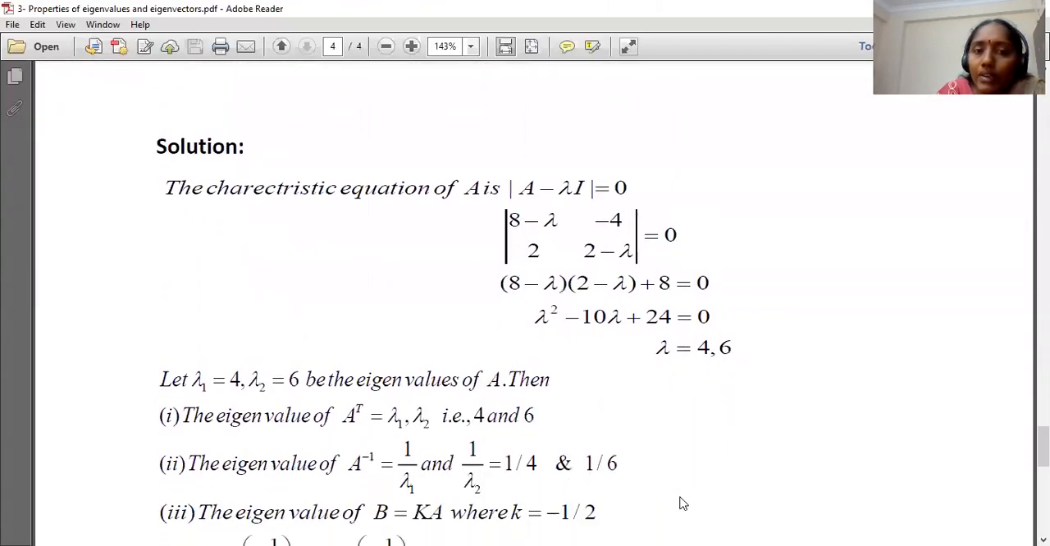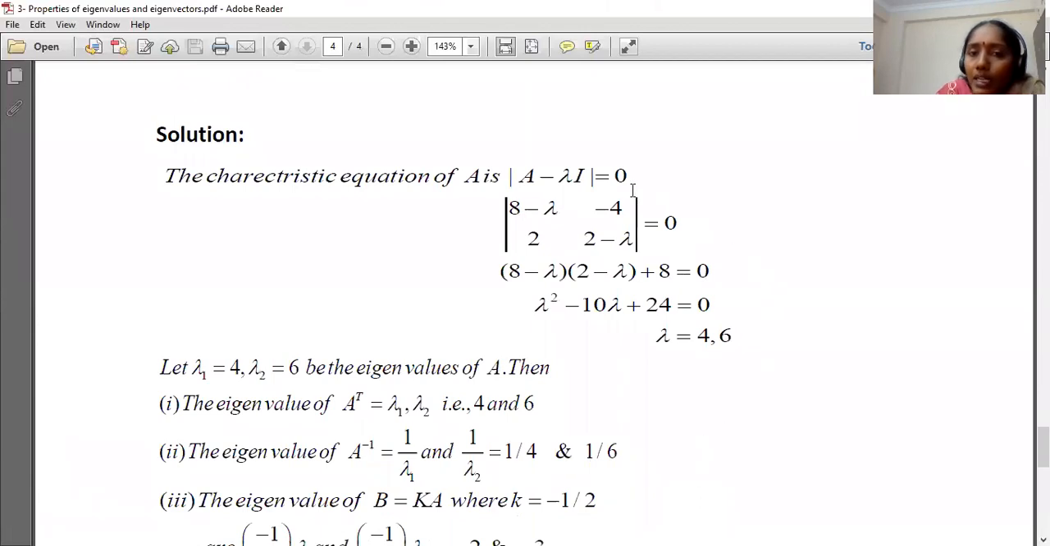The characteristic equation is determinant of A minus lambda I equals 0. So substitute this: A minus lambda I, where I is an identity matrix of order 2, which becomes [8 minus lambda, minus 4; 2, 2 minus lambda] equals 0. Find the determinant and simplify. You will get lambda as 4, 6. Lambda 1 is 4, lambda 2 is equal to 6, which are the eigenvalues of A.